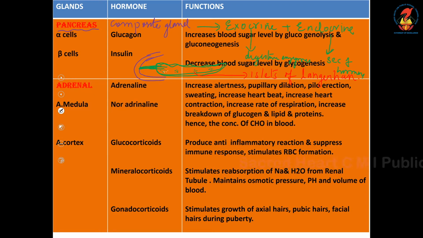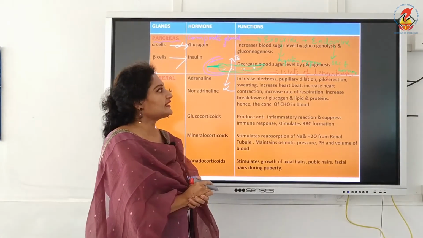In these islets of Langerhans, there are two types of cells. The one which I indicated in white, let it be alpha, and the one in green, let it be beta cells. The alpha cell secretes glucagon and the beta cell secretes insulin. So, once again, the pancreas is a composite gland because it is both endocrine and exocrine.